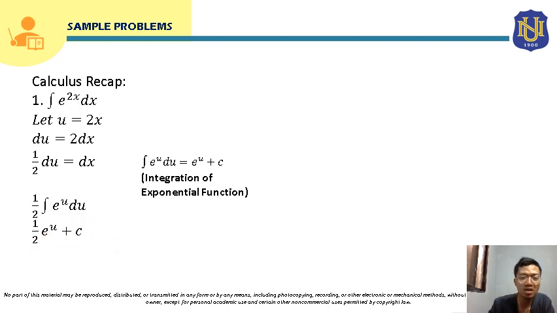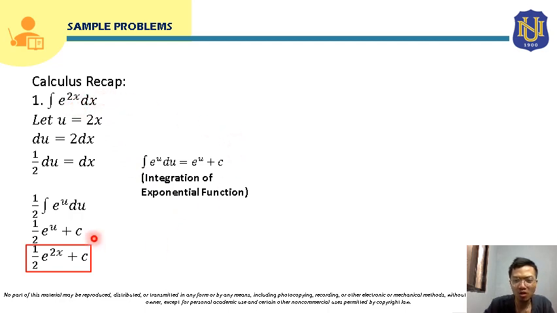So this will now become the answer. We will substitute back the 2x in place of u, so this will become 1/2 e raised to 2x plus c. If the given function is in terms of x, of course your answer should also be in terms of x. So we have to substitute back 2x here. This will now be the answer for the integration of e raised to 2x dx.